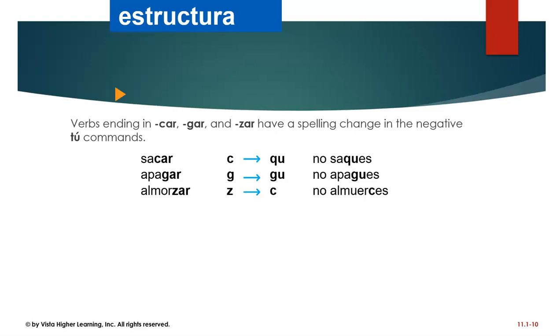Now, there are times where we might have some spelling changes that happen, okay, mostly for phonological or sound reasons. So things like sacar, we have to change that C to a QU. And these are all negative forms again. No saques, because if we didn't, we would actually end up with no saces, and we don't want that. Apagar, the G becomes a GU, so no apagues. This way we don't end up with no apagues. Almorzar, the Z se cambia a C, so no almuerces.